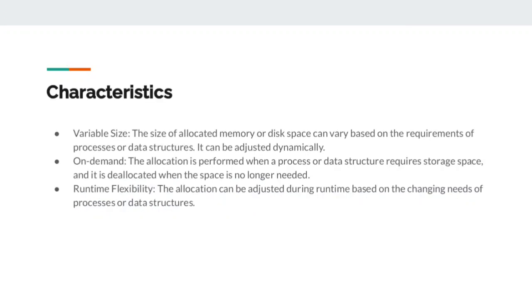Characteristics of dynamic allocation. Variable size. The size of allocated memory or disk space can vary based on the requirements of processes or data structures. It can be adjusted dynamically. On demand. The allocation is performed when a process or data structure requires storage space, and it is deallocated when the space is no longer needed. And the last one is runtime flexibility. The allocation can be adjusted during runtime based on the changing needs of processes or data structures.